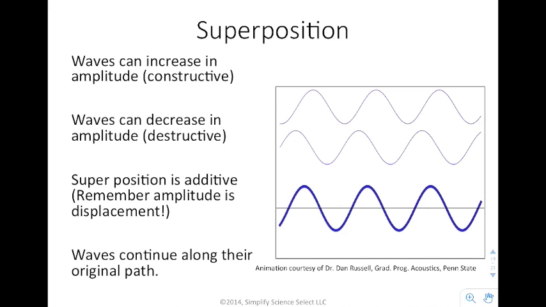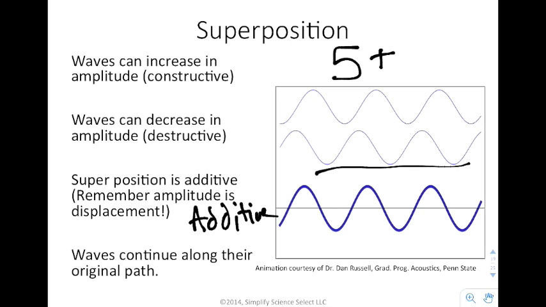Waves can actually decrease in amplitude, and it's what we call destructive interference. No matter what you do, superposition is additive. Okay? Now that doesn't mean that it always gets bigger. For example, if you have something that is 5 and you add -3, the resulting thing is 2. So you can add something and still have it get smaller. And then the waves continue along their original path.